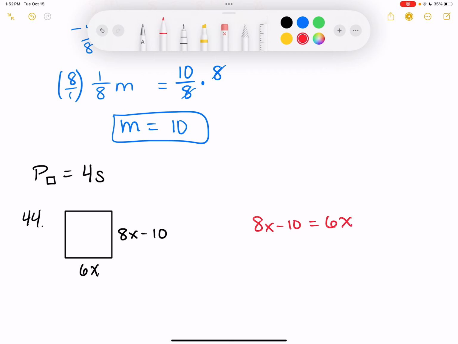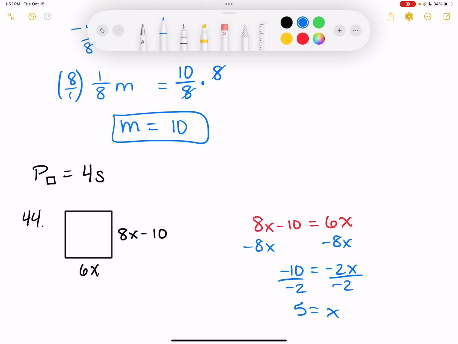Now, we haven't had one like this. If I have something where there's only one constant term, I'm going to move my variables away from the constant term and not be moving everything around. I don't want extra moving pieces. So I'm going to move the 8x to the right. So minus 8x. So negative 10 equals, what is that? Negative 2x. Divide by negative 2. So 5 equals x.